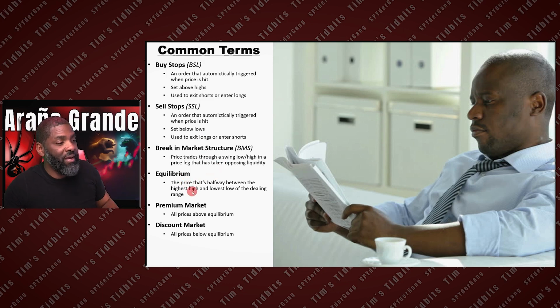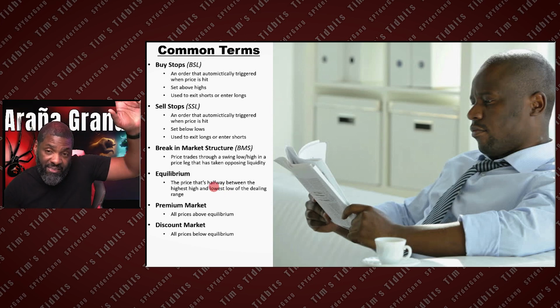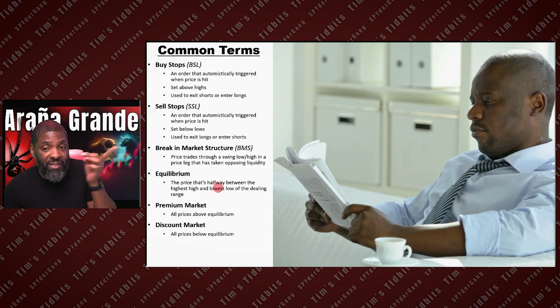Equilibrium, right? Equilibrium is the price that's halfway between the highest high and the lowest low in a dealing range, right? A dealing range is just a price leg, a swing. I don't think I put dealing range on here. I probably should have, because that's an important one, but we'll talk about it enough. You'll understand what it is.